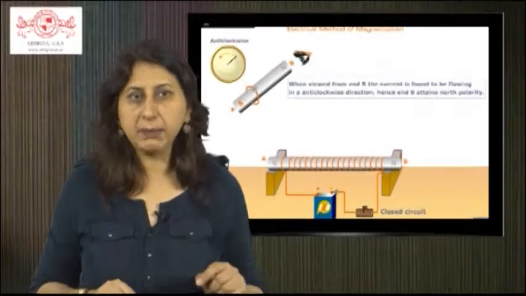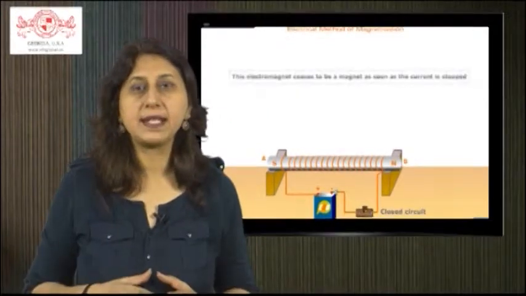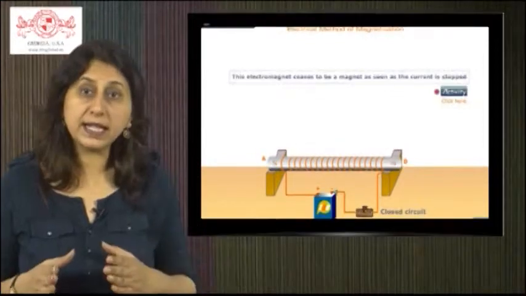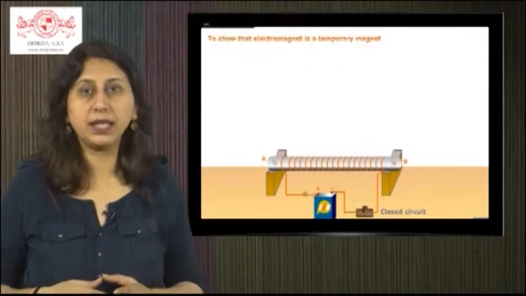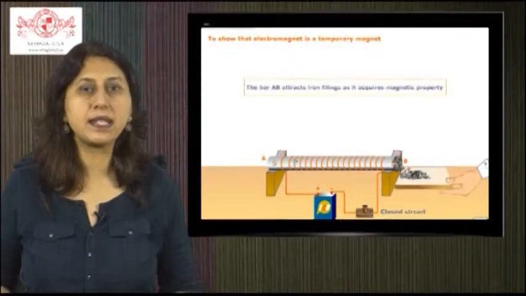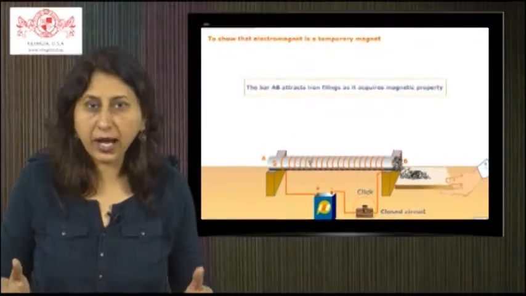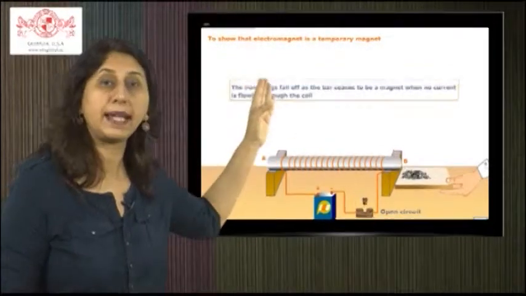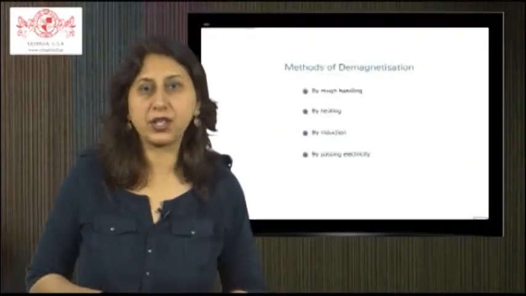The bar AB attracts iron filings as it acquires magnetic property. Now open the circuit by plugging out the key. The iron filings fall off as the bar ceases to be a magnet when no current is flowing through the coil. Let us take a look at the methods of demagnetization.